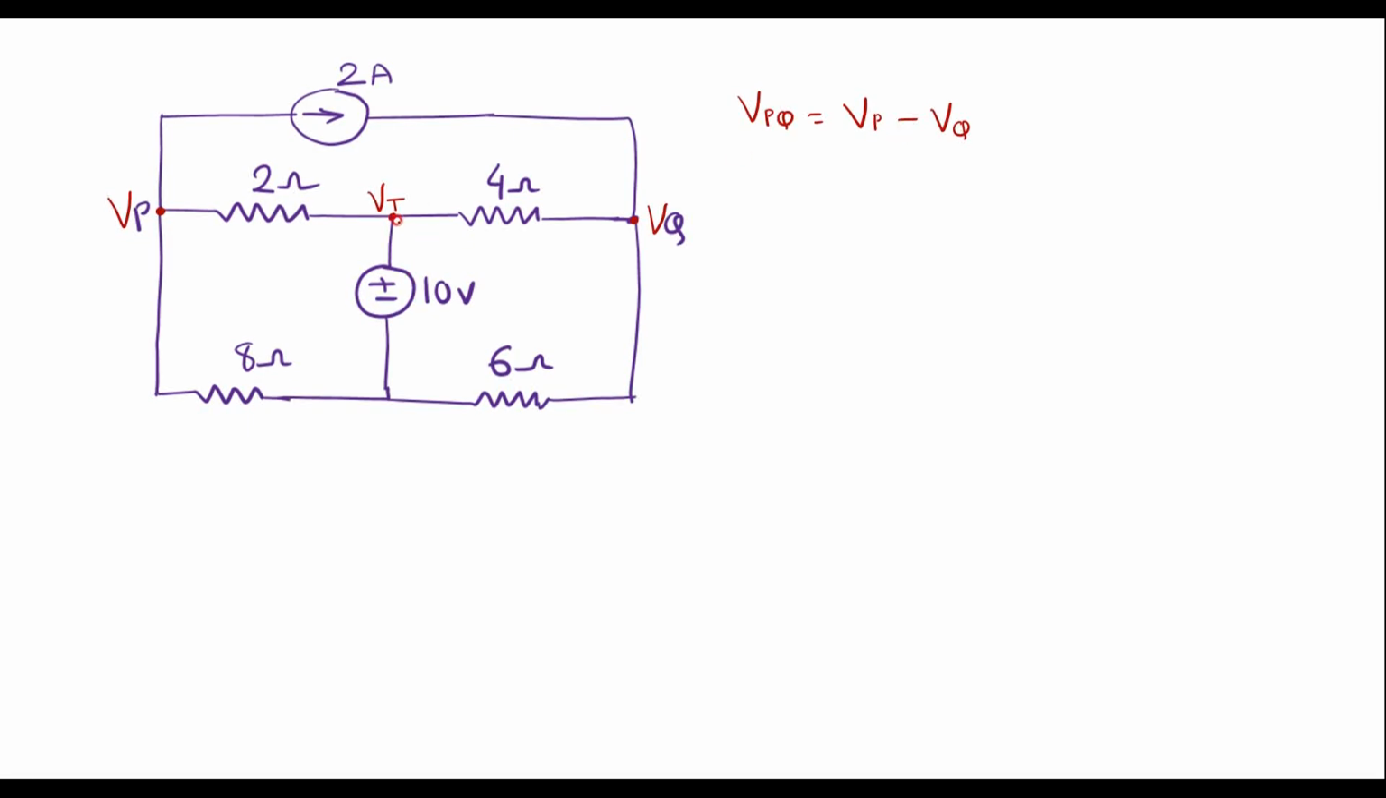So here we can observe that the voltage source of 10 volt is directly connected to node T and the reference node. Therefore, we can say that Vt is equal to 10 volts. So now we are supposed to calculate the voltage available at node P and the voltage available at node Q. Let me solve this using nodal analysis.